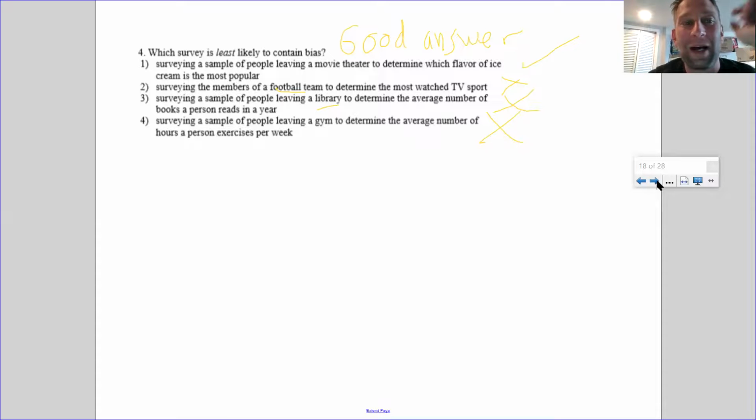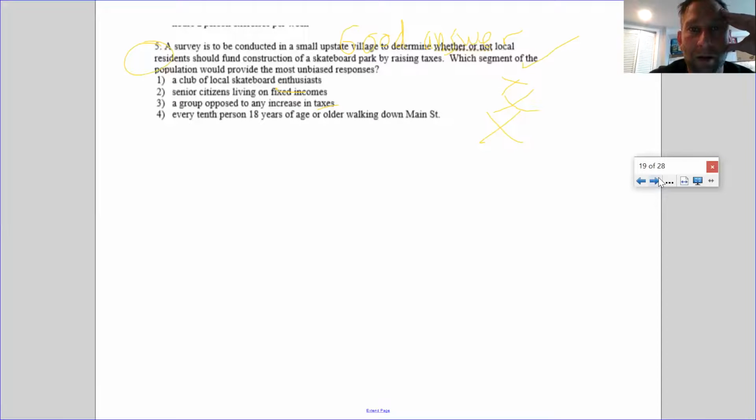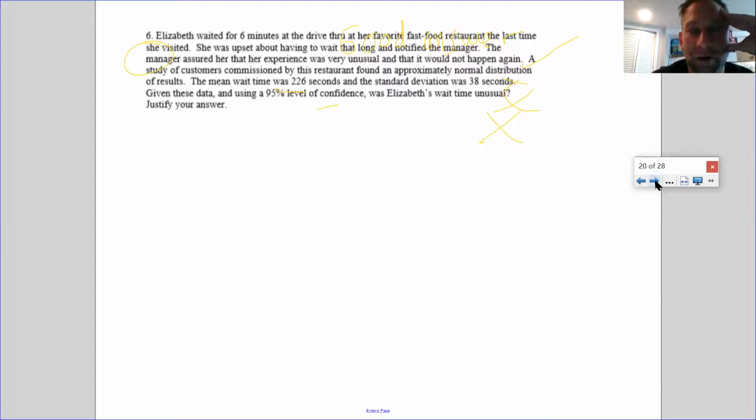All right, that's bias. There's no bias in choice one. Because people go to the movies doesn't mean that they necessarily like chocolate chip ice cream. There's no correlation between them. There's no bias there. It's random. It's the same type of thing. I don't want to go over it again. Let's take a look at number 6.